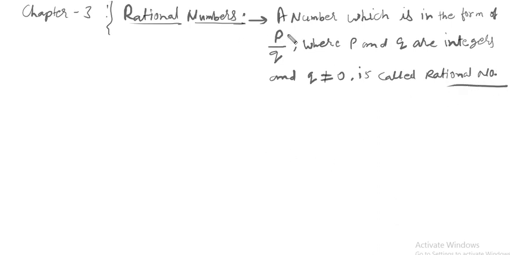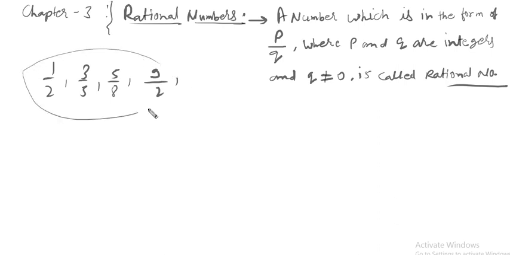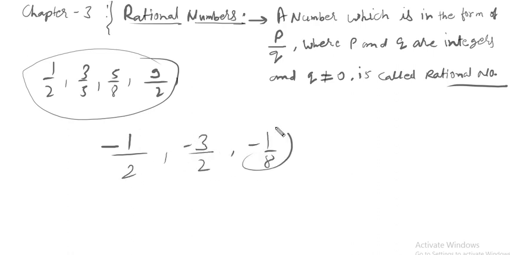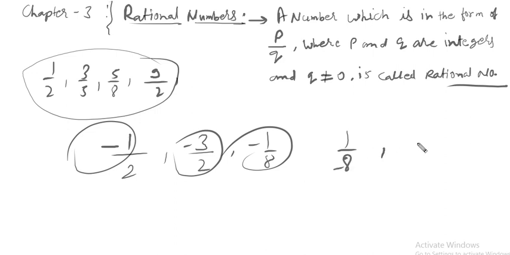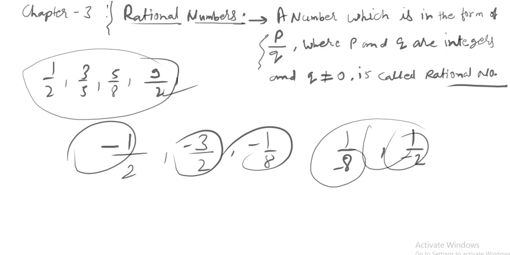Right? Which we can write in the form of P by Q, means any number like 1 by 2, 3 by 5, 5 by 8, 9 by 2, any number which we can write in the form of P by Q. Minus as well, right? Minus 1 by 2, 3 by 2, minus 1 by 8, any number which we can write in the form of P by Q. This number is also a rational number. Any number which we can write in the form of P by Q is called a rational number, right? So now let us solve the questions.